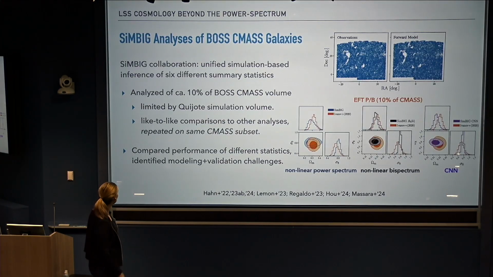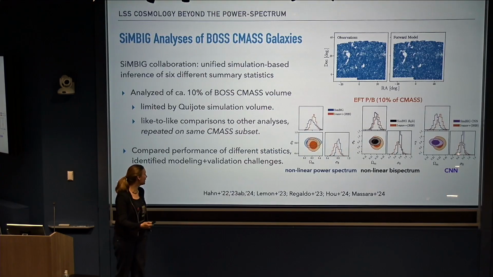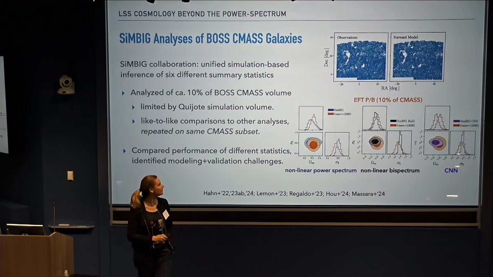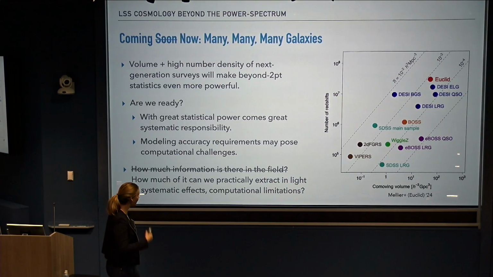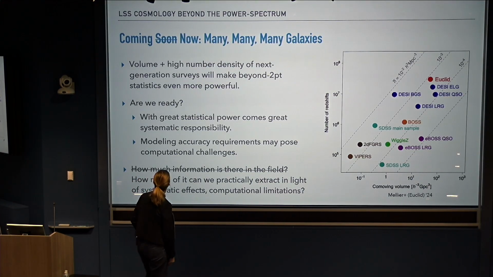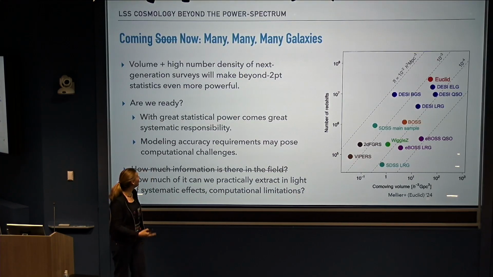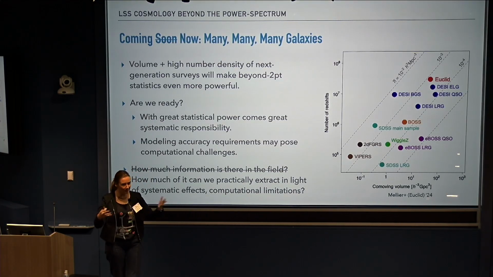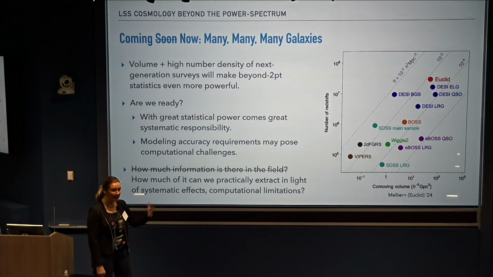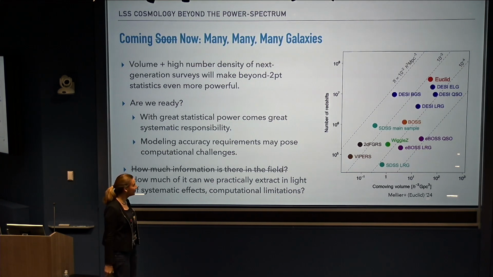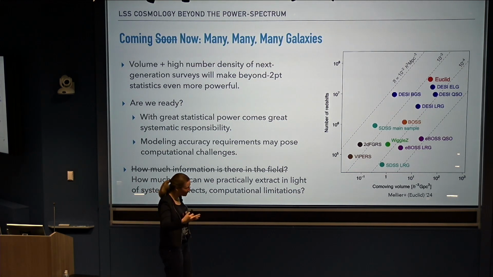But SimBIG also identified a bunch of modeling and validation challenges that the field will need to tackle in the future. And that will become even more relevant with the next generation of surveys. Because the volume and high number density means that we will measure these higher order statistics with much more significance. And in some cases, they will basically have more signal to noise than the power spectrum.